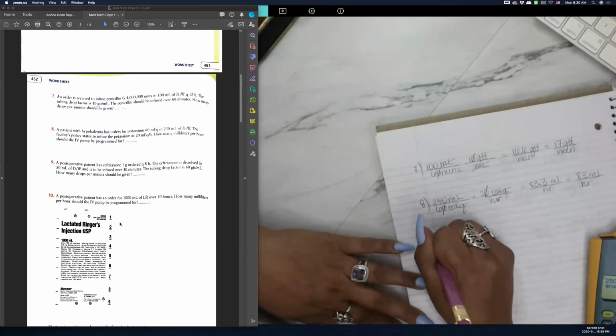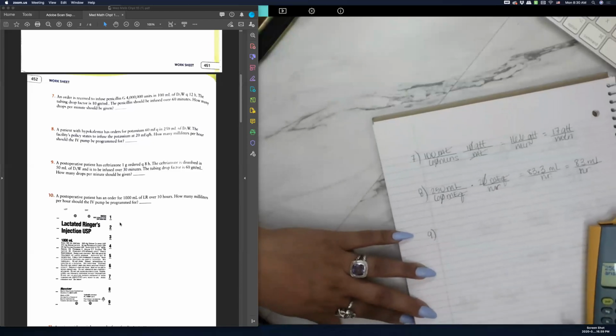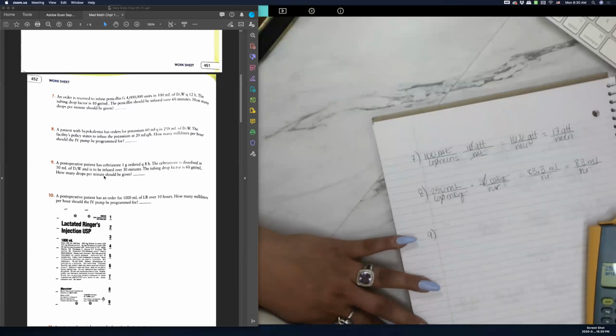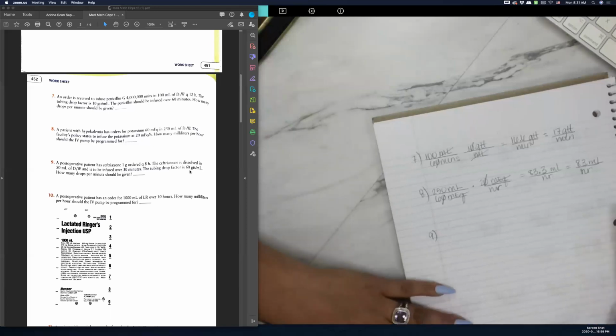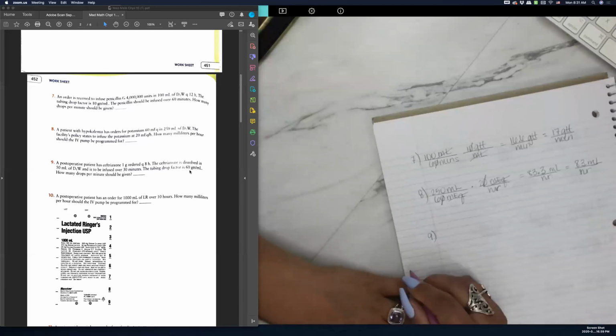Okay, number 9. A post-operative patient has ceftriaxone 1 gram ordered Q8 hours. It is dissolved in 50 milliliters of D5W and is to be infused over 30 minutes. The tubing factor is 60 drops per milliliter. So how many drops per minute should be given?